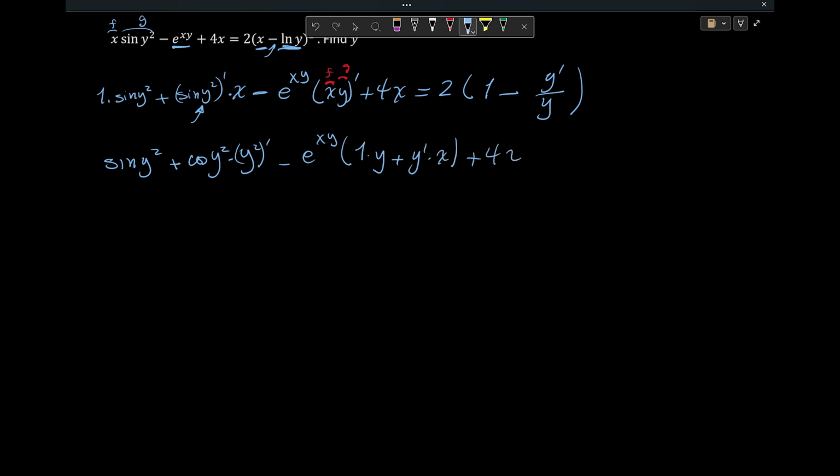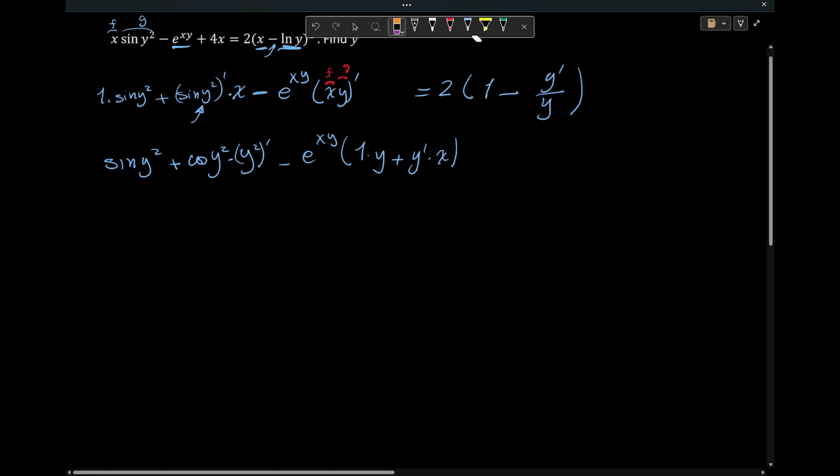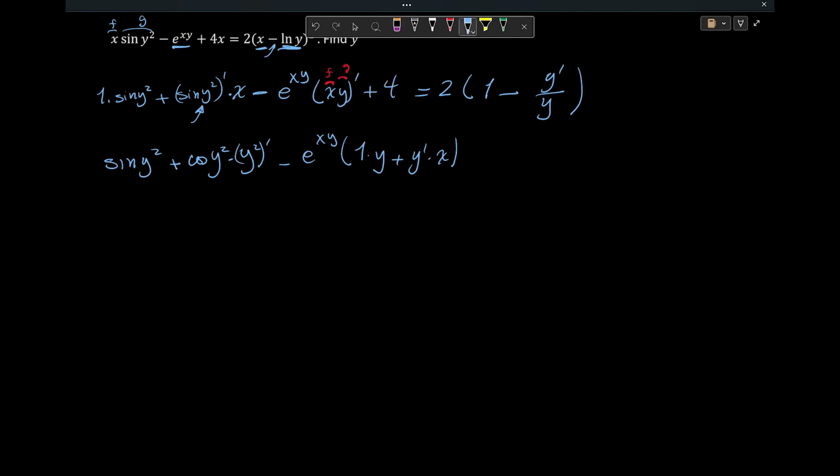Plus 4x. Sorry, the derivative of 4x is 4. I'm not sure why I left it there. The derivative of 4x is 4 because, again, that's a straight line. The derivative is its slope. Here we have a 2 minus a 2y prime over y. So we're almost there. We can expand things here, but let's go ahead and take the derivative of y squared. So here's my sine y squared.